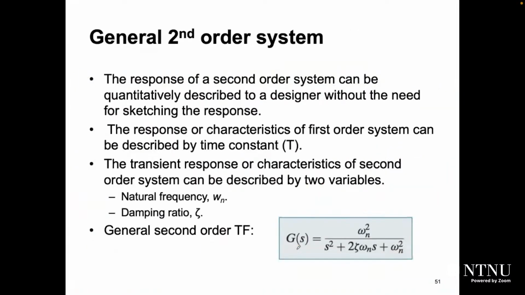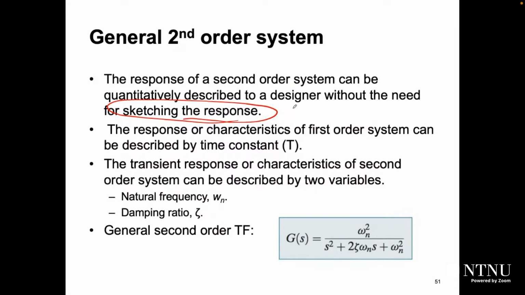So the general second order system, again, we need to revise it. The response of the second order system can be quantitatively described to a designer without the need for sketching the response. In fact, you don't need to sketch your response. Once you have the locations of your poles, it should be possible to just imagine how the response will look like. We don't care about accuracy. I just need a sketch, an approximation of the response.